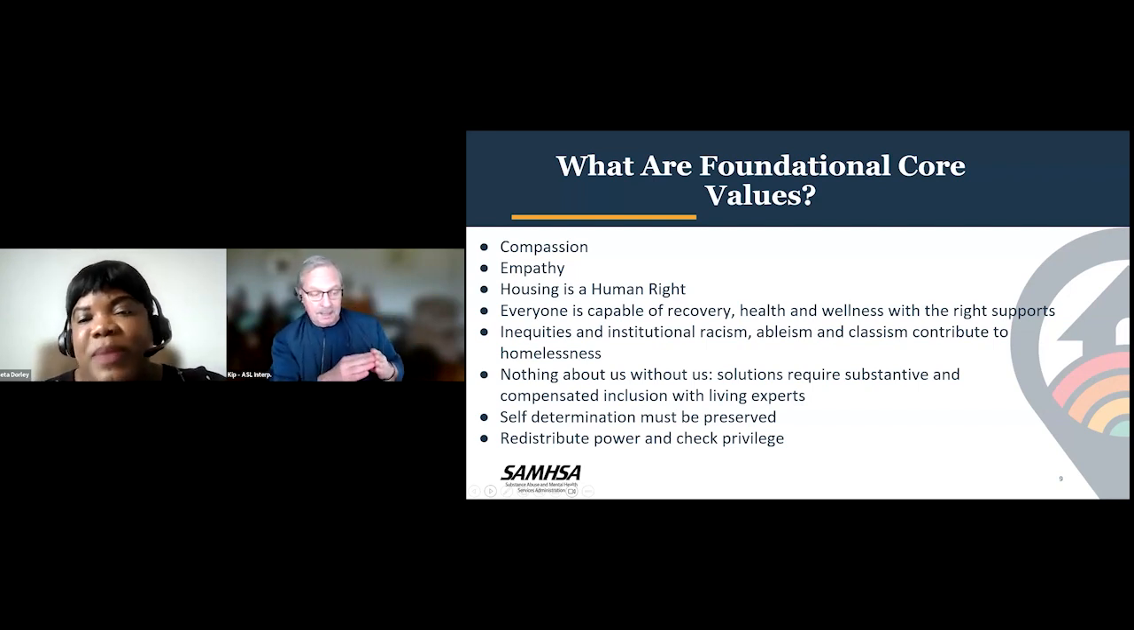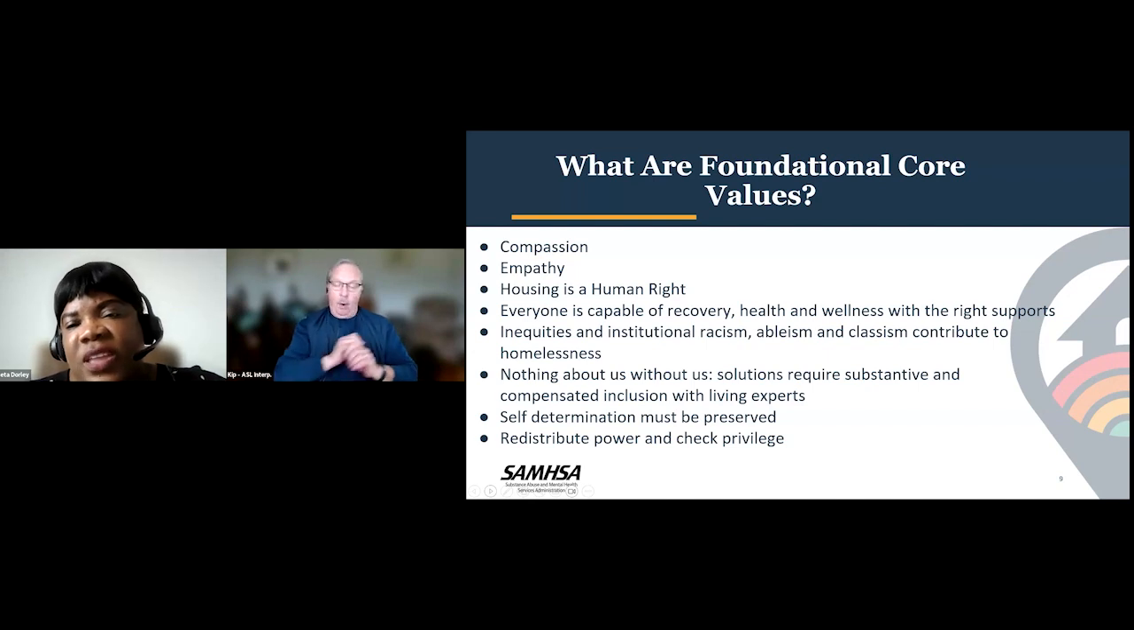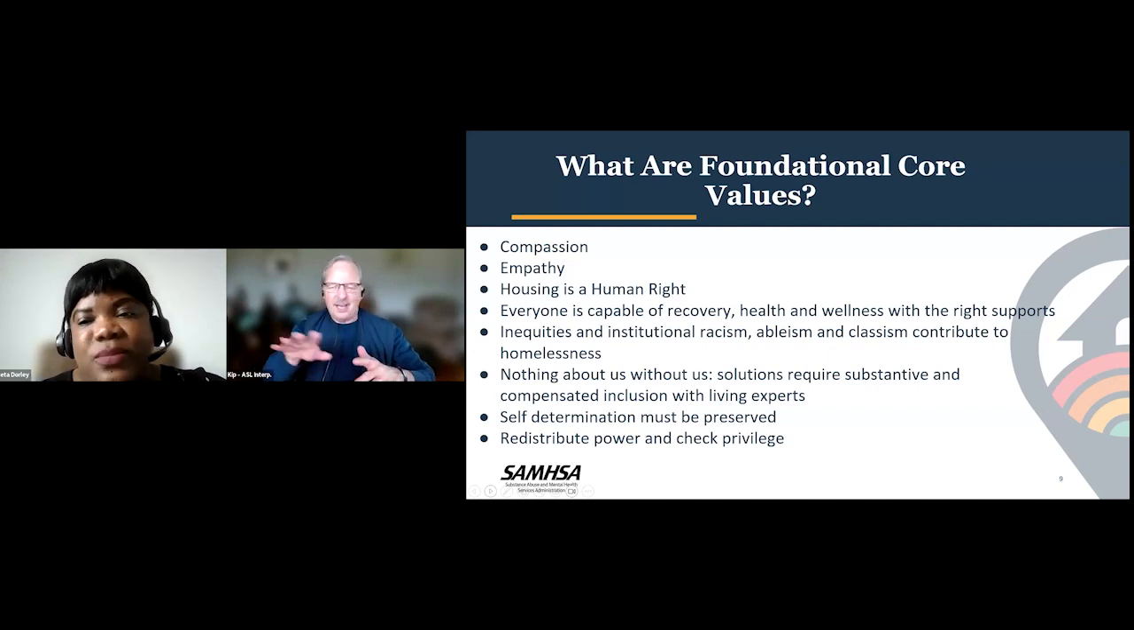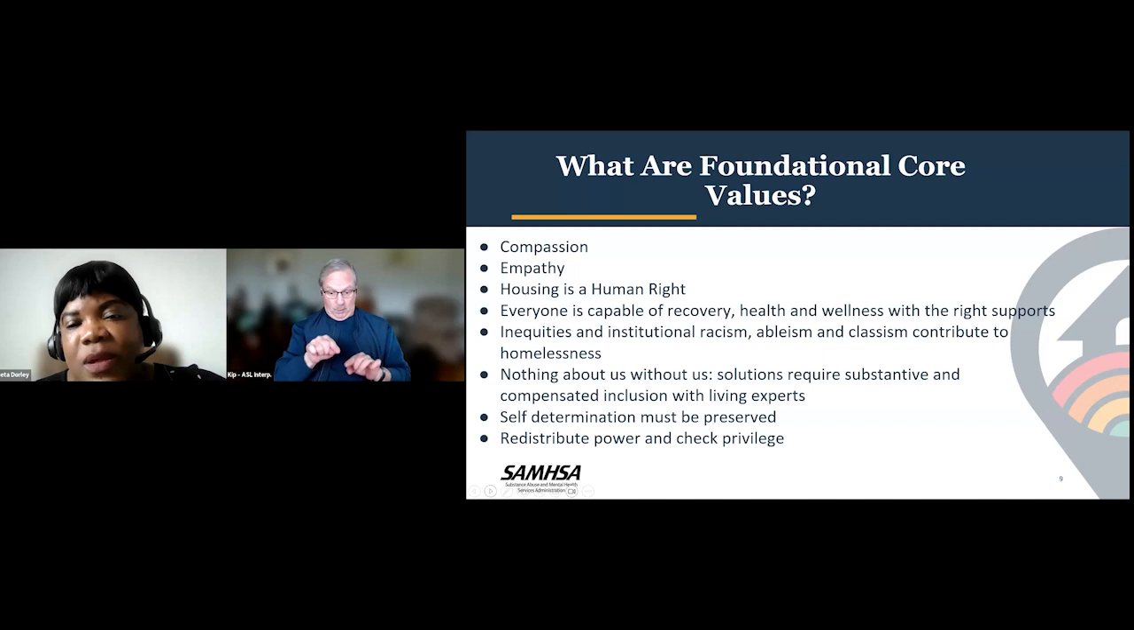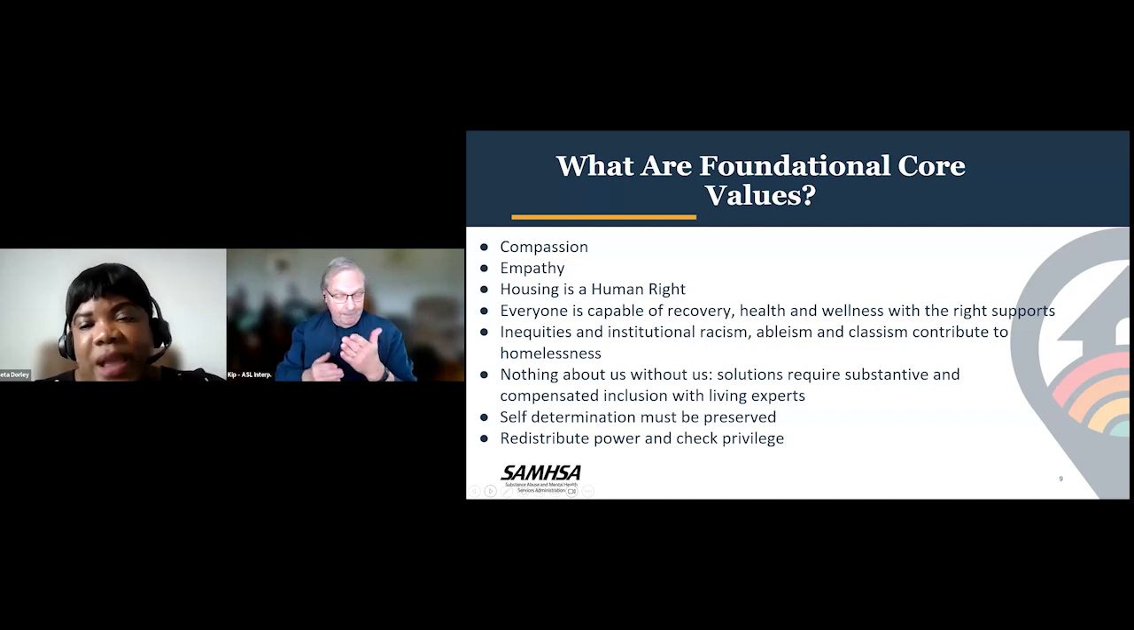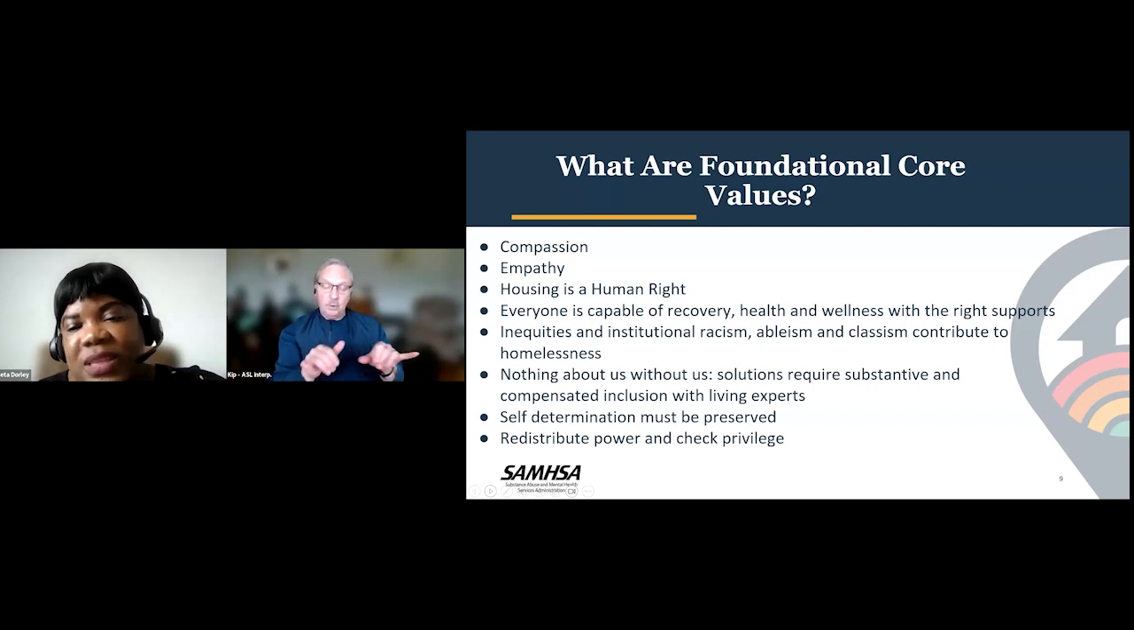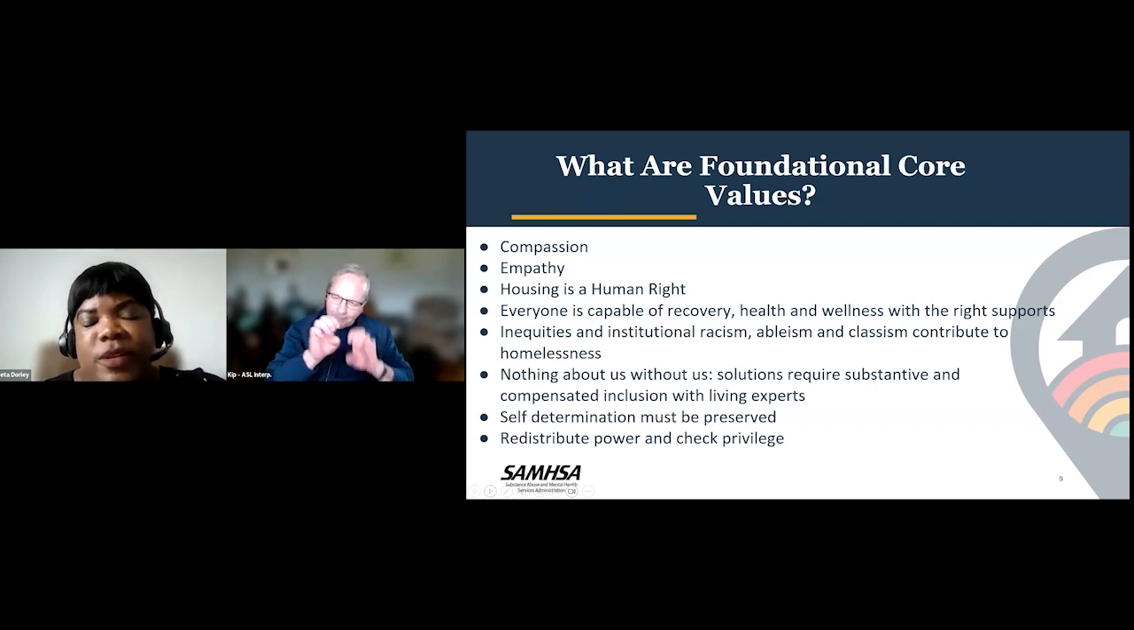a redistribution of power and to ensure that you're checking your privilege, meaning that when doing this work, sometimes we can easily fall into making decisions or designing programs based on our experiences and knowledge, which for some can be that of privilege and power. So it's really important as we go about this work for organizations and communities alike to conduct routine assessment annually to ensure that there's a shared distribution of power and decision making that is inclusive for all. Next slide.